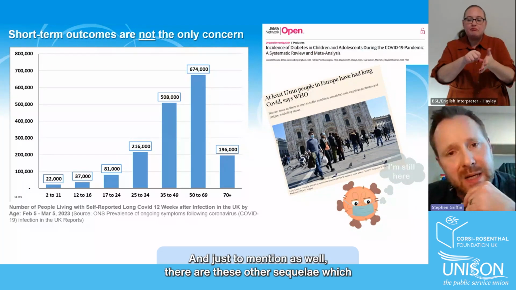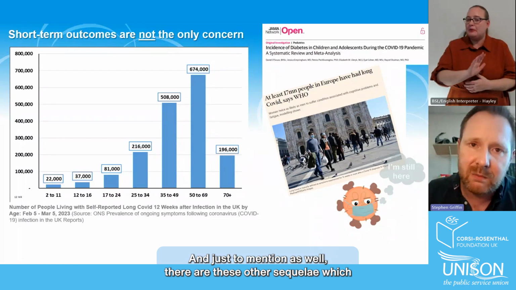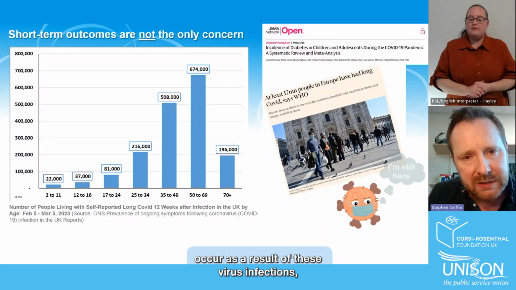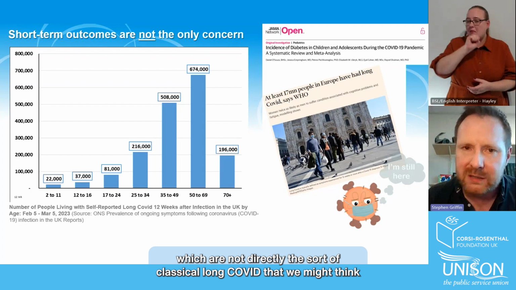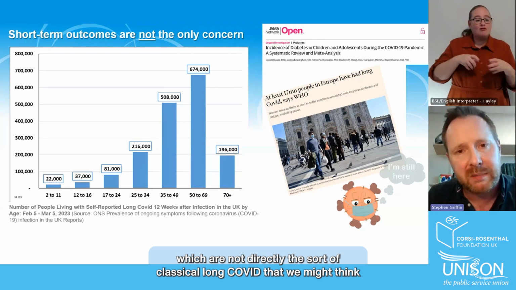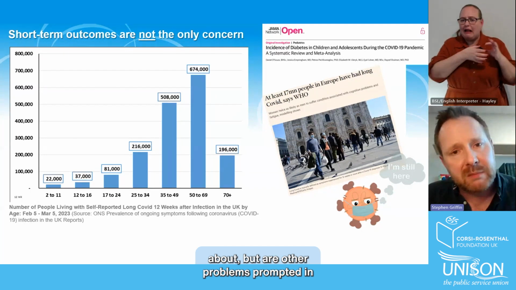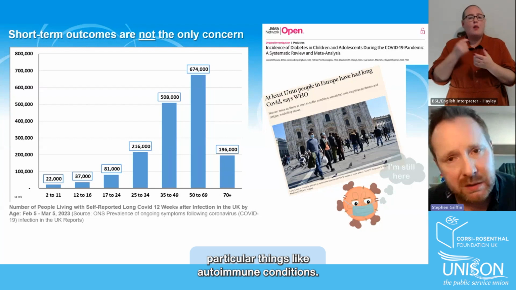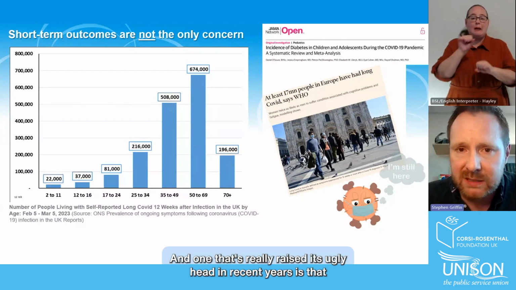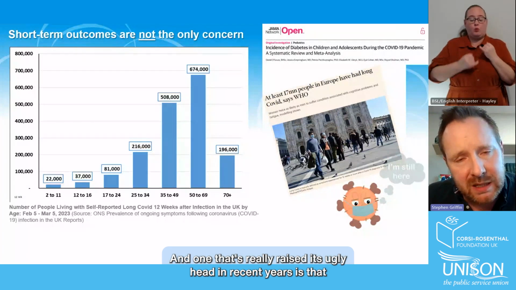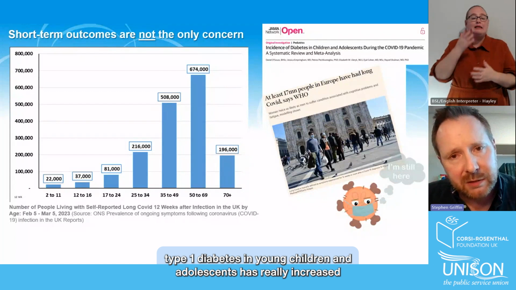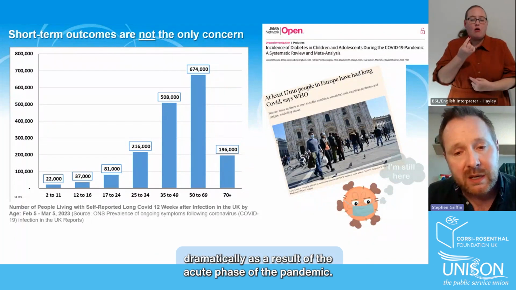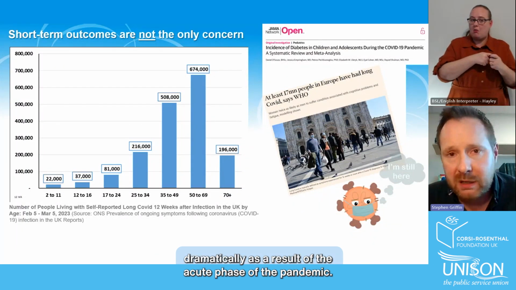And just to mention as well, there are these other sequelae which occur as a result of these virus infections, which are not directly the classical long COVID that we might think about, but are other problems prompted, in particular, things like autoimmune conditions. And one that's really raised its ugly head in recent years is that type 1 diabetes in young children and adolescents has really increased dramatically as a result of the acute phase of the pandemic.